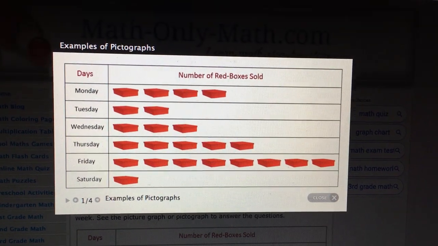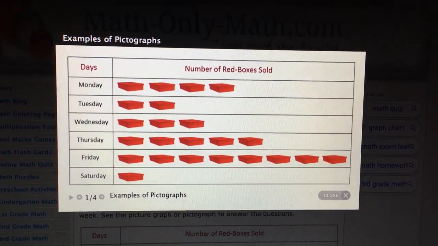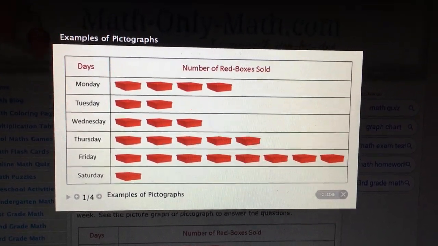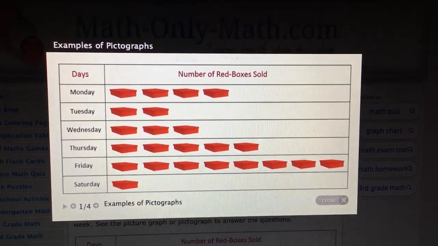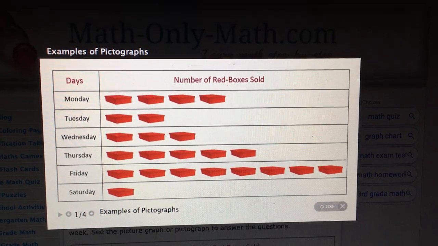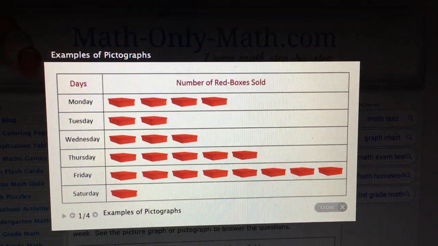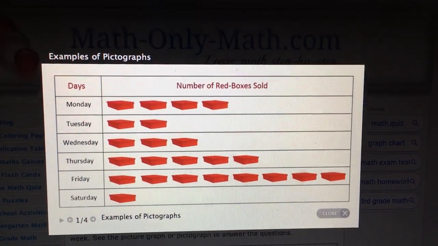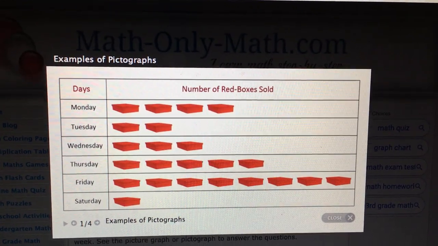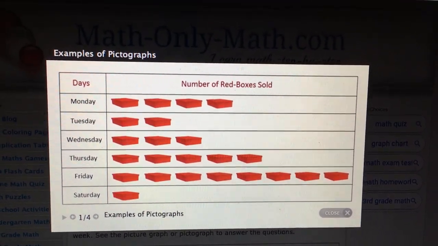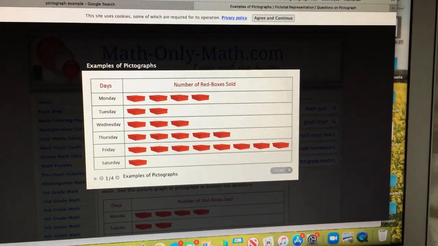So a pictograph is using little pictures to represent numbers, and it is showing you that a certain number of boxes was sold each day, and we can right away, just from a glance, look at a graph and know what had the most and what had the least. So you've told me that Friday they sold the most. Which day did they have the least sold? Yeah, Saturday. How many did they sell on Saturday? Just one, right.